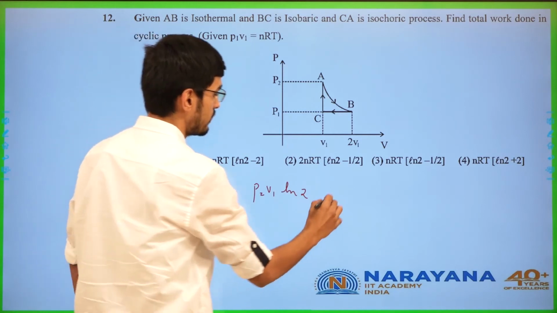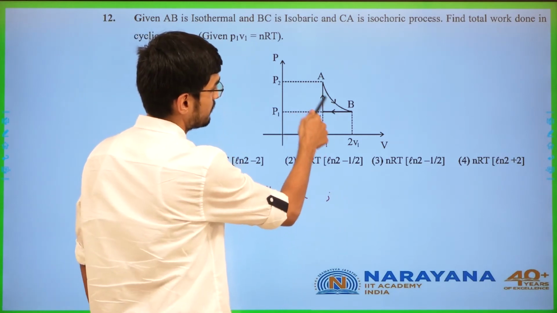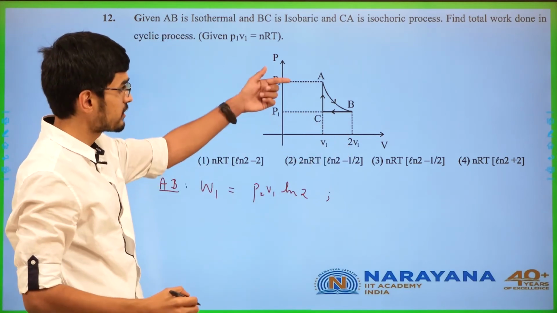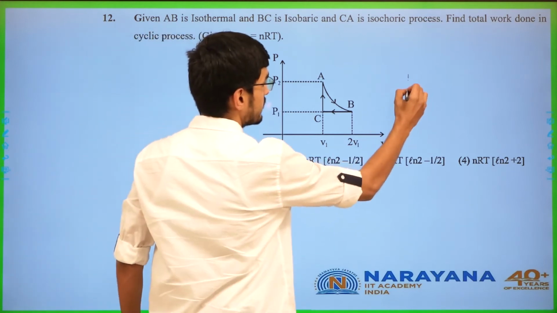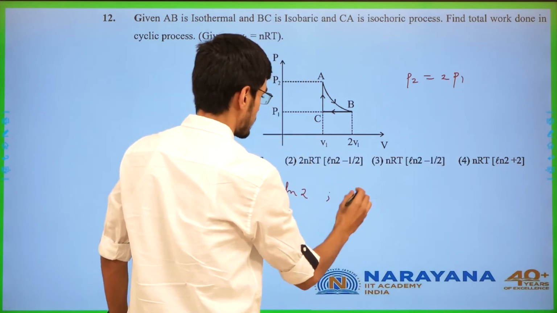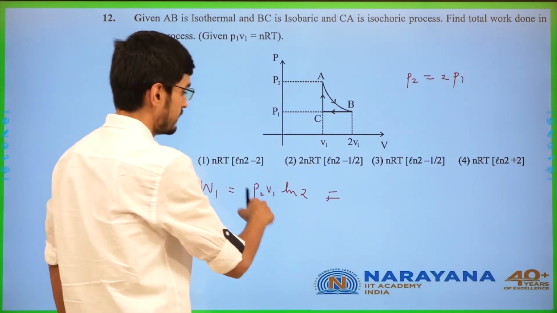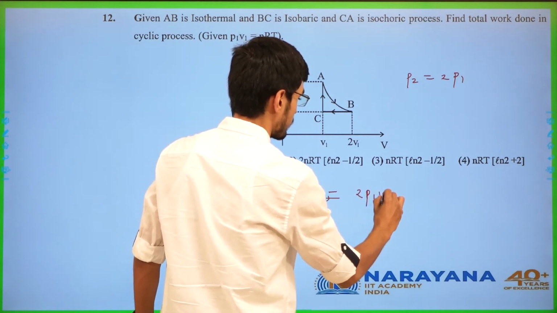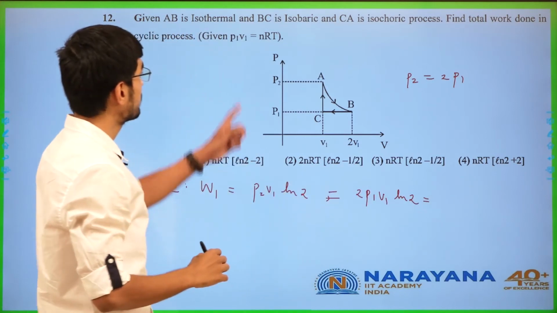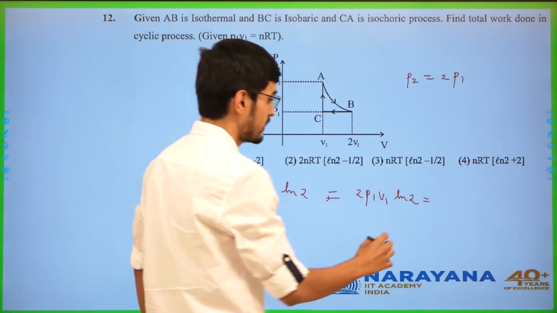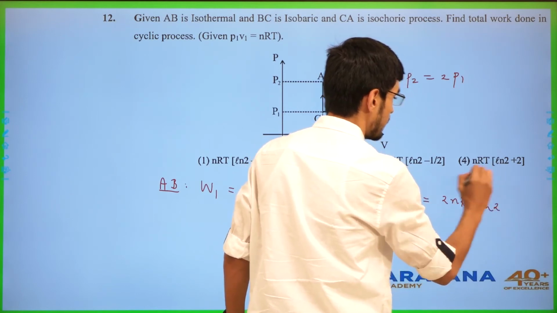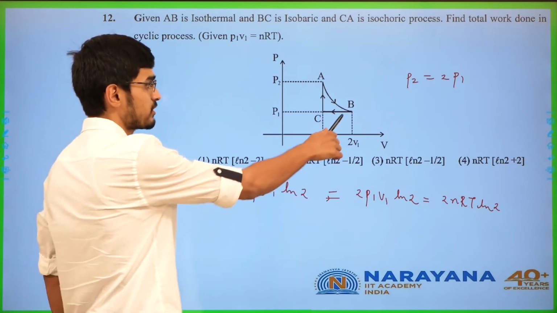One more thing we will have to understand here. In the process A to B, volume is getting doubled in isothermal conditions, so pressure should be getting half. So I can say that P2 should have double the value of P1. Using that, I can write this as 2 times P1V1 ln2. In question, they have given that P1V1 should be written as nRT. So I can write this as 2 times nRT ln2.